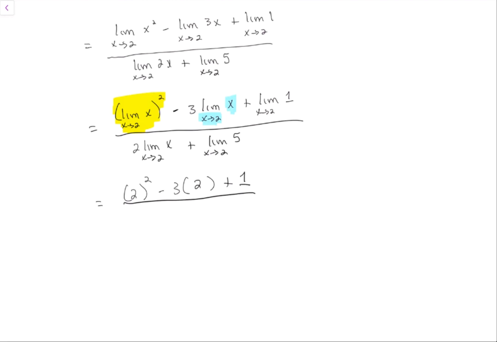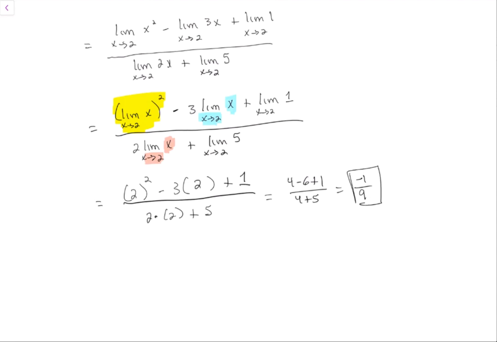And then in the denominator, same thing. So I'm going to have 2 times, and I'm going to direct substitute 2 into my variable. So I'm going to get times 2, and then the limit of 5, limit of a constant, is just the constant. So now do the arithmetic here. So 2 squared is 4 minus 6 plus 1 all over 4 plus 5. So what do I get there? Negative 2 plus 1 is negative 1 over 9.